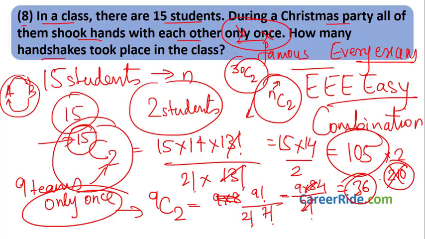Okay, only once is there. Most of the time go with only once, and the answer is 15C2. Remember, it is 15C2, nC2. Very, very easy. Moving to the next question.